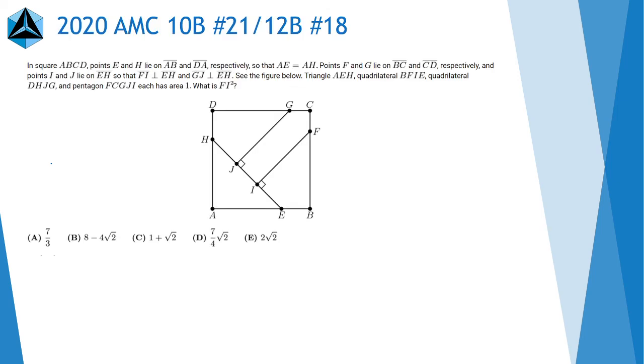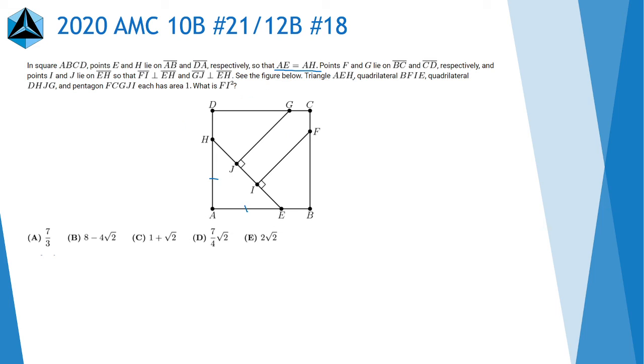Let's move on to the 2020 AMC 10B number 21, 12B number 18. It says that in square ABCD, points E and H lie on AB and DA respectively, so that AE equals AH. Actually, let me just mark this, since it's important information. Points F and G lie on BC and CD respectively, and points I and J lie on EH, such that FI is perpendicular to EH and GJ is perpendicular to EH.